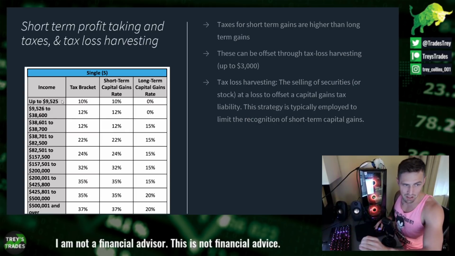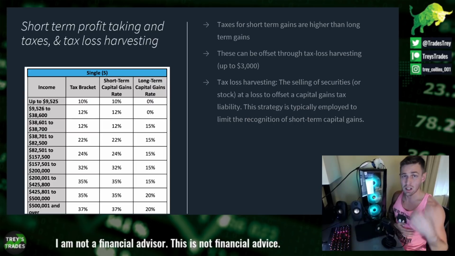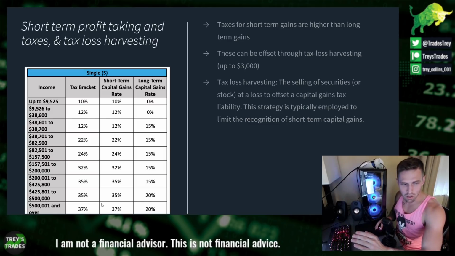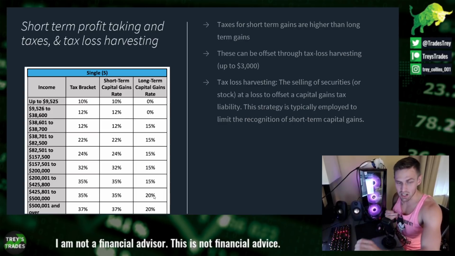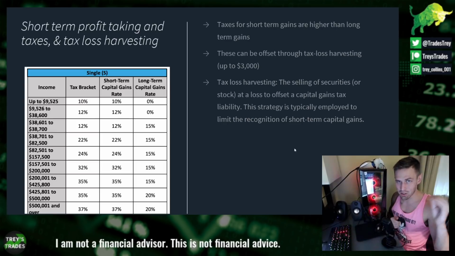So you're looking at a 10% gain up to $9,525, 12% tax rate on a gain from $9,526 to $38,600, right? So you do have to pay taxes on all short-term gains, at least 10%, depending on, and it continues to go up. So you can see here a $500,000 gain, you're paying Uncle Sam 37% of that total gain. So keep that in the back of your mind when you do decide whether to get into a stock long-term, mid-term, short-term. You are going to pay different amounts.